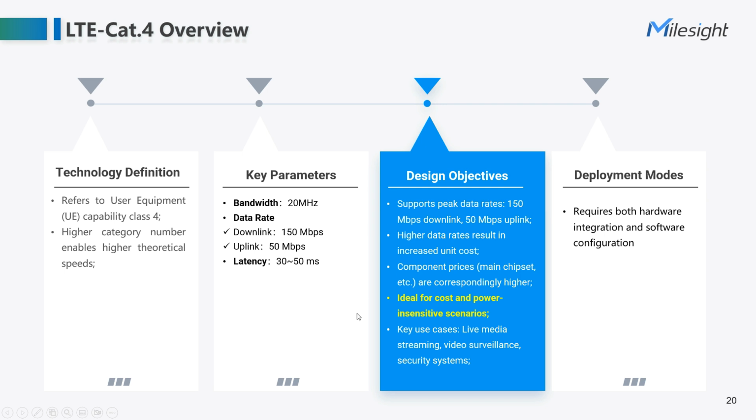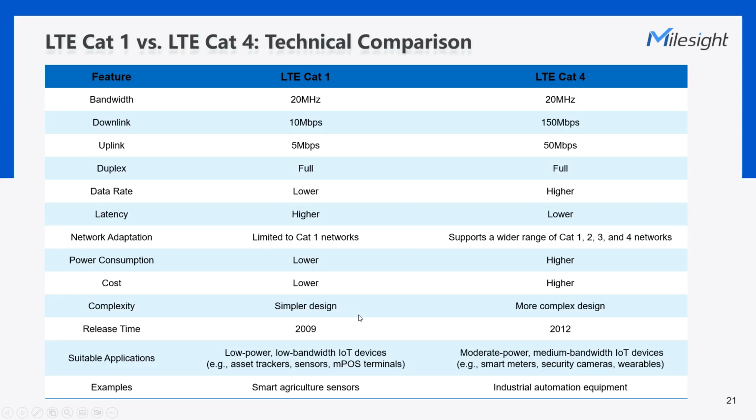As IoT technology has evolved, we've gotten more of these specialized gears for different needs. And that makes the role of Cat 4 really clear. Think of it this way: compared to Cat 1, Cat 4 is much faster, but it also comes with higher cost and power consumption. This has really positioned Cat 1 as the cost-effective choice for mid to low-speed IoT applications.